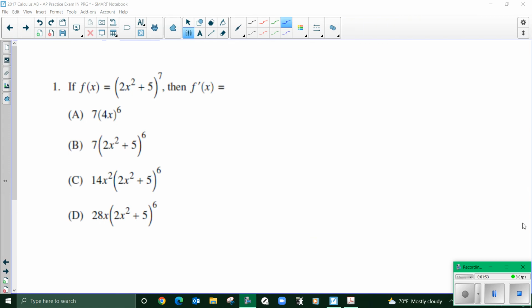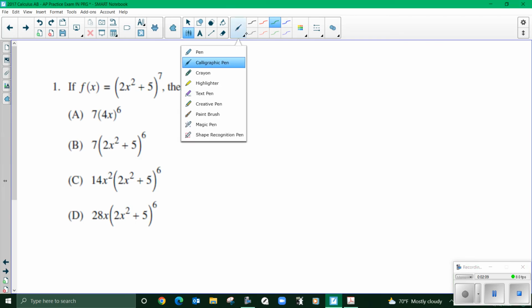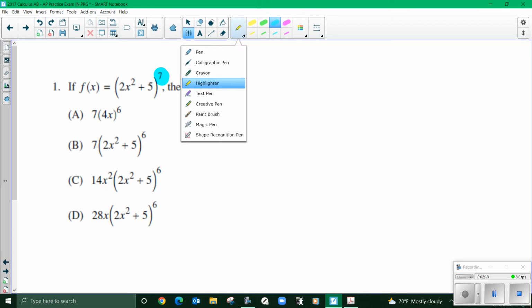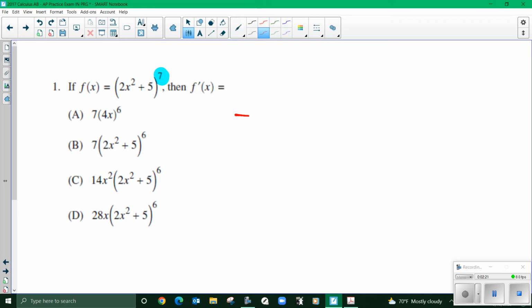Problem 1. If f of x is (2x squared plus 5) all raised to the power of 7, then f prime of x is. They are asking us for the derivative. And as you can see here, very simple, as long as you know your rules, this question is not an issue. We need to do the simple power rule. I work outside my parentheses. I am going to bring that 7 down first, 7. What's inside the parentheses will remain the same, and I subtract 1 from my exponent.